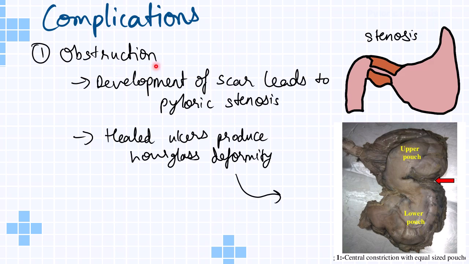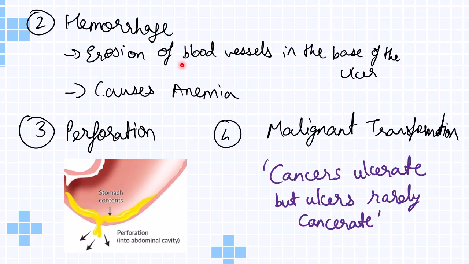The first complication is obstruction. Repeated cycles of injury and healing produce fibrosis and scarring. When this occurs near the pylorus, pyloric stenosis may develop. Patients can present with gastric outlet obstruction. Healed ulcers may also produce characteristic deformities such as an hourglass stomach. Hemorrhage occurs when an ulcer erodes into a blood vessel. This can result in chronic blood loss, anemia, or even life-threatening bleeding.